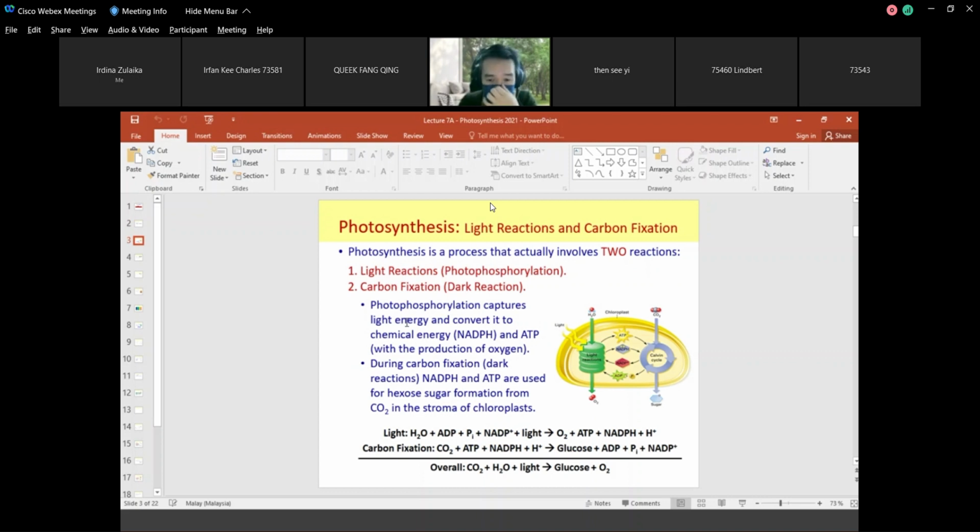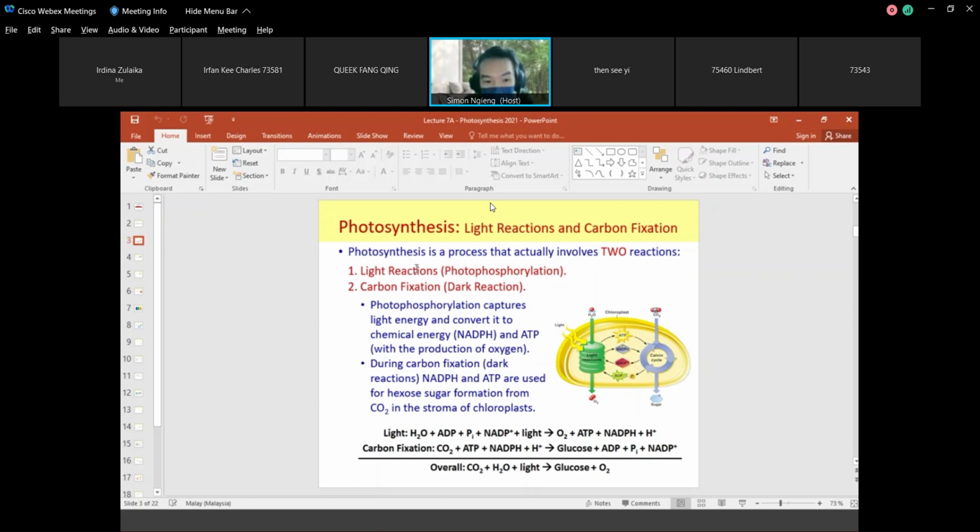Photosynthesis is a process that involves two major components: the light reaction and the dark reaction. Some call the dark reaction carbon fixation, and some even call it the Calvin cycle. There are several names for this part. Light reaction, as the name implies, requires the presence of light. You must have light for this reaction to take place.